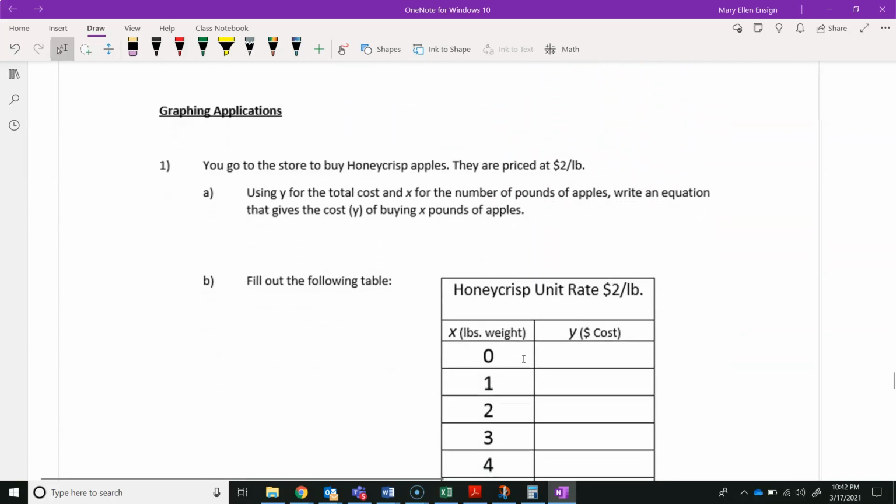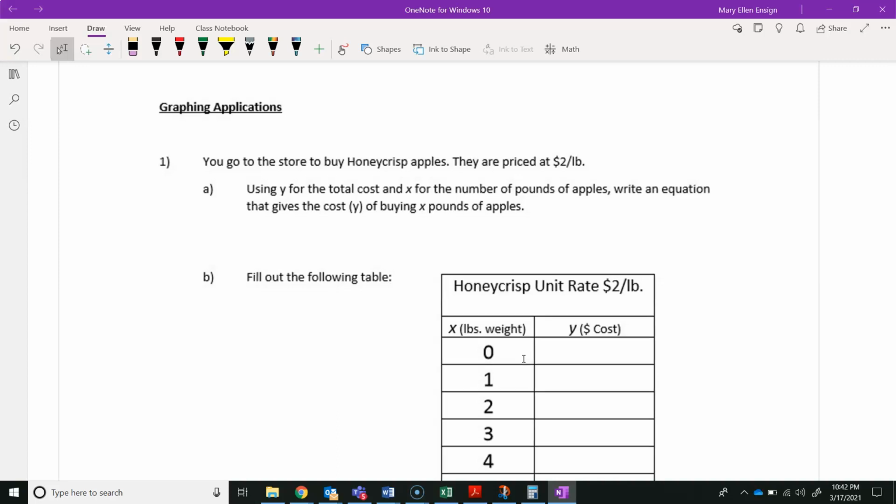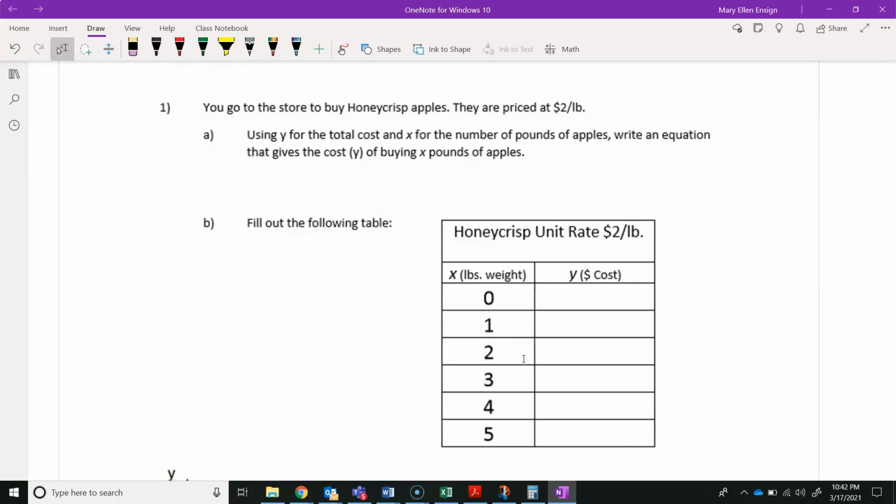Okay, so the last thing we're going to talk about here are graphing applications. So we're looking at some real life examples where we could use graphs and equations to model what's happening. Okay, so you go to the store to buy Honeycrisp apples. They're priced at $2 per pound. Using y for the total cost and x for the number of pounds of apples, write an equation that gives the cost, y, of buying x pounds of apples.